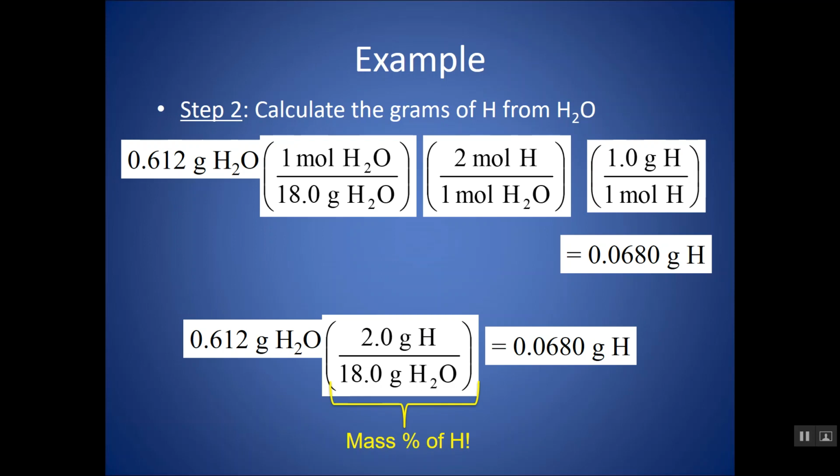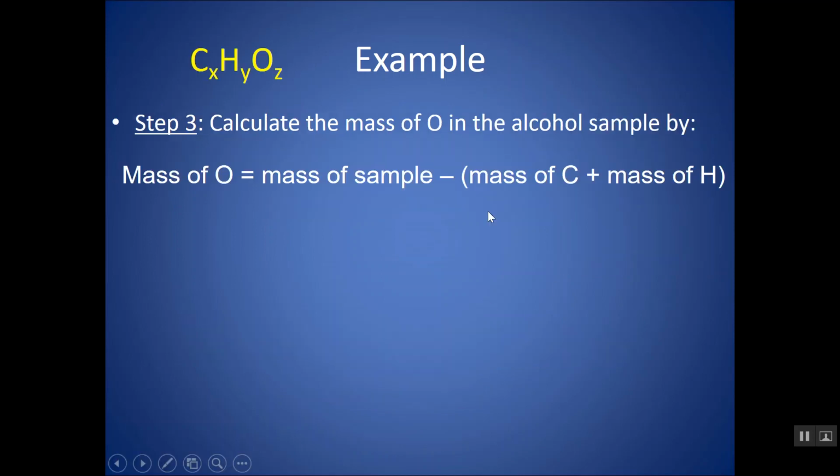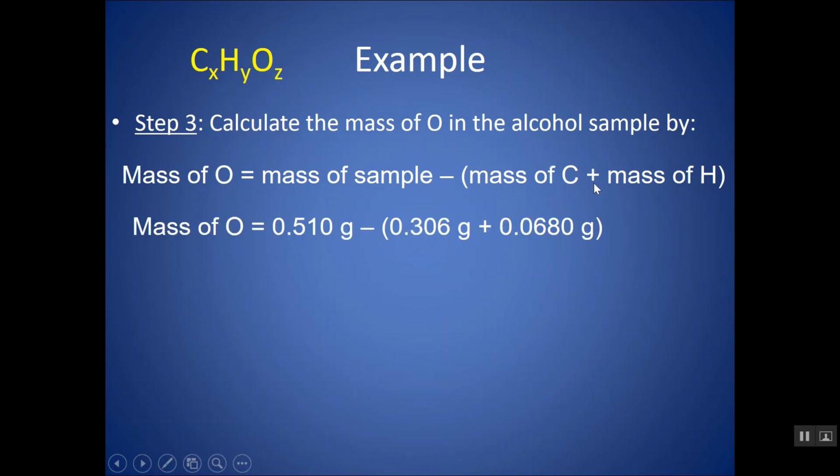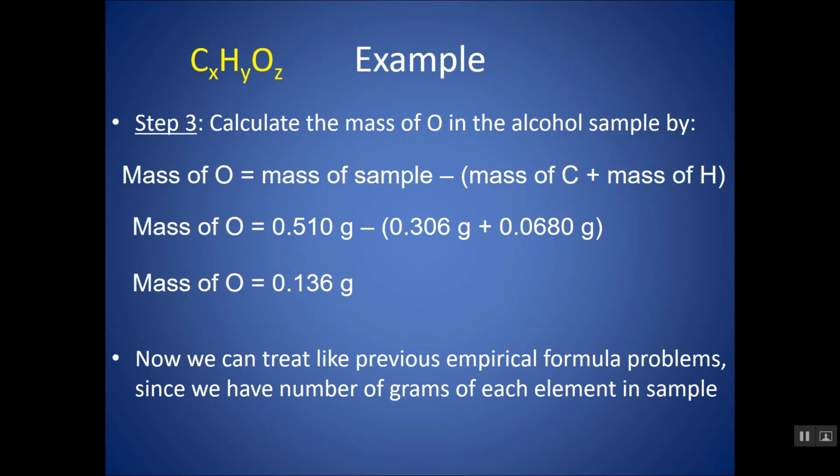Now I've got the grams of hydrogen and the grams of carbon that are in my alcohol, since they were traced from only one place. And I'm just left over with finding the oxygen. Well, that's through subtraction. Okay, I take the entire mass of the sample they gave me to start with, and I subtract out the combined mass of carbon and hydrogen. And if I do that, I'm left with 0.136 grams of oxygen. And now I've successfully isolated each mass of each element that's in my alcohol, and now I can treat it like any other empirical formula problem that we've done in the past.